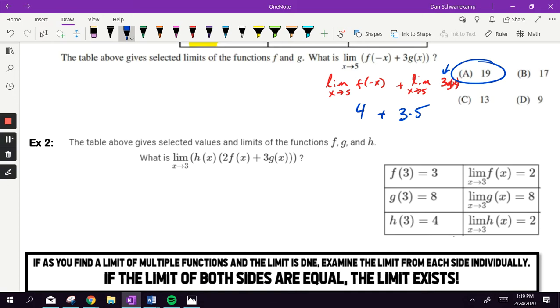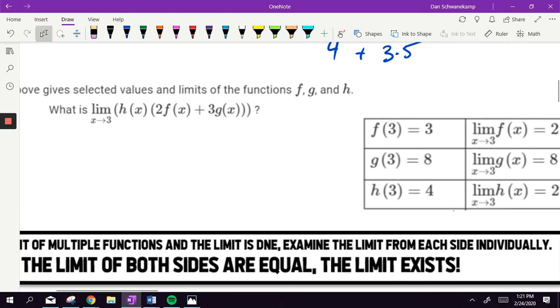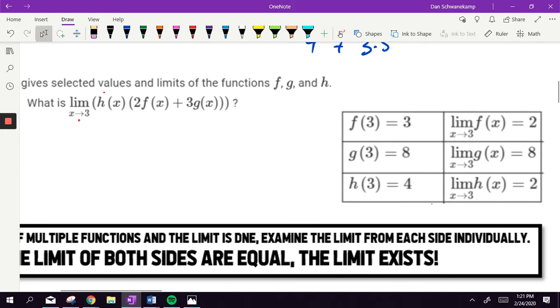Don't get lost with that weird chart there. See what you and your neighbor can do. What is the limit as x approaches 3 of h of x? And so I'm just doing this. The limit as x approaches 3 of h of x. Destiny, what can I put in for the limit as x approaches 3 of h of x? 2. This thing right here. So boom. It's 2 times the next one. It's 2 times f of x.